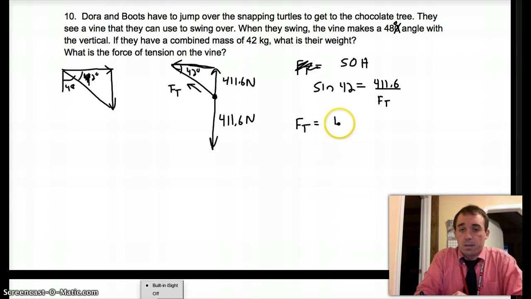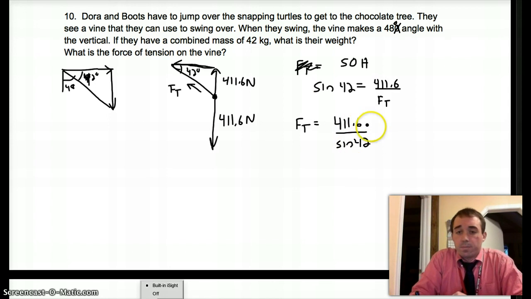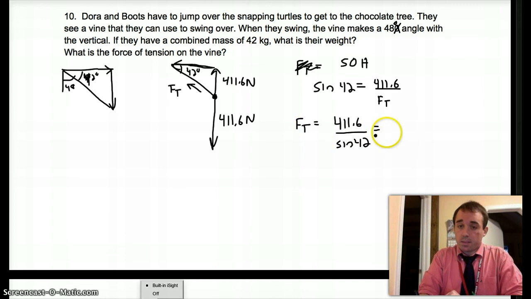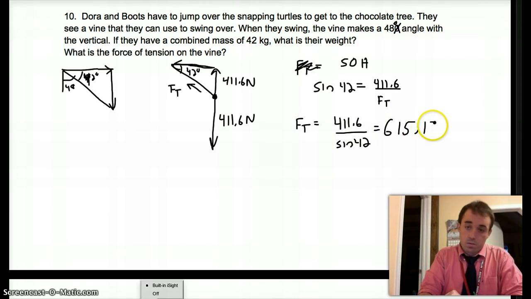And just like I did in the last one, I'm not going to show all the steps again. Your FT is going to be 411.6 over sine of 42, and I believe possibly even in the solutions I handed out, I'm not sure, I might have gotten the wrong number, but this one I know is correct. The tension is going to be 615.13 newtons.